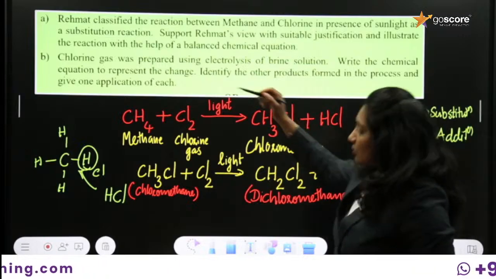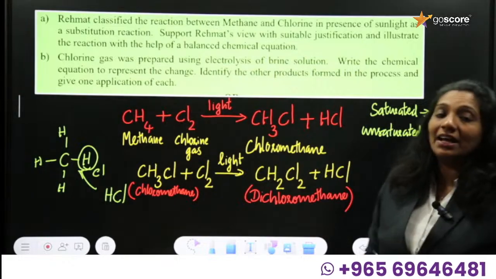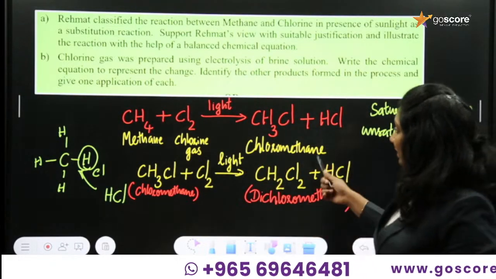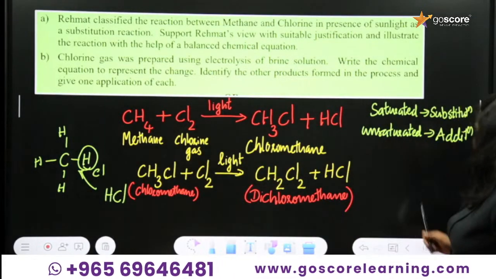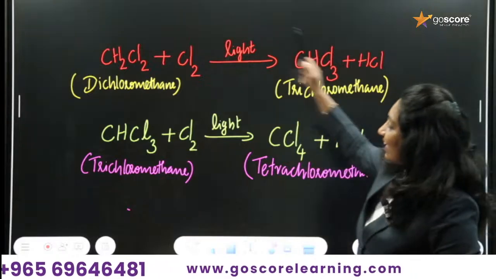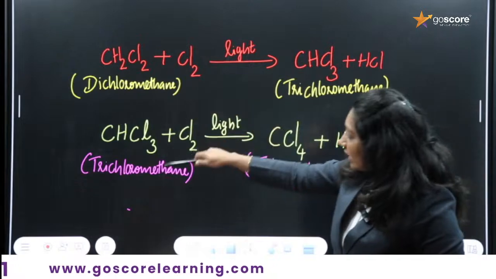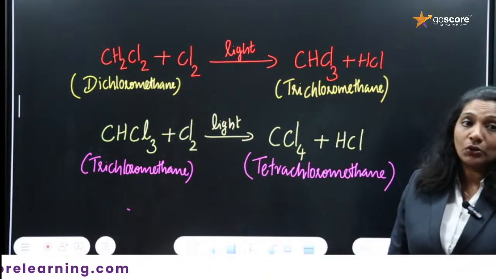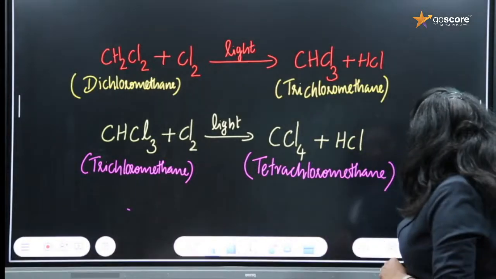Okay. So when you treat methane with chlorine gas in presence of light, you will get chloromethane and HCl. If you are passing excess of chlorine, this chloromethane again reacts with chlorine to form dichloromethane and HCl, and this dichloromethane on reacting with excess of chlorine will form trichloromethane, which when treated by passing excess chlorine gas, you will be getting tetrachloromethane. Okay. So that question is clear, right?